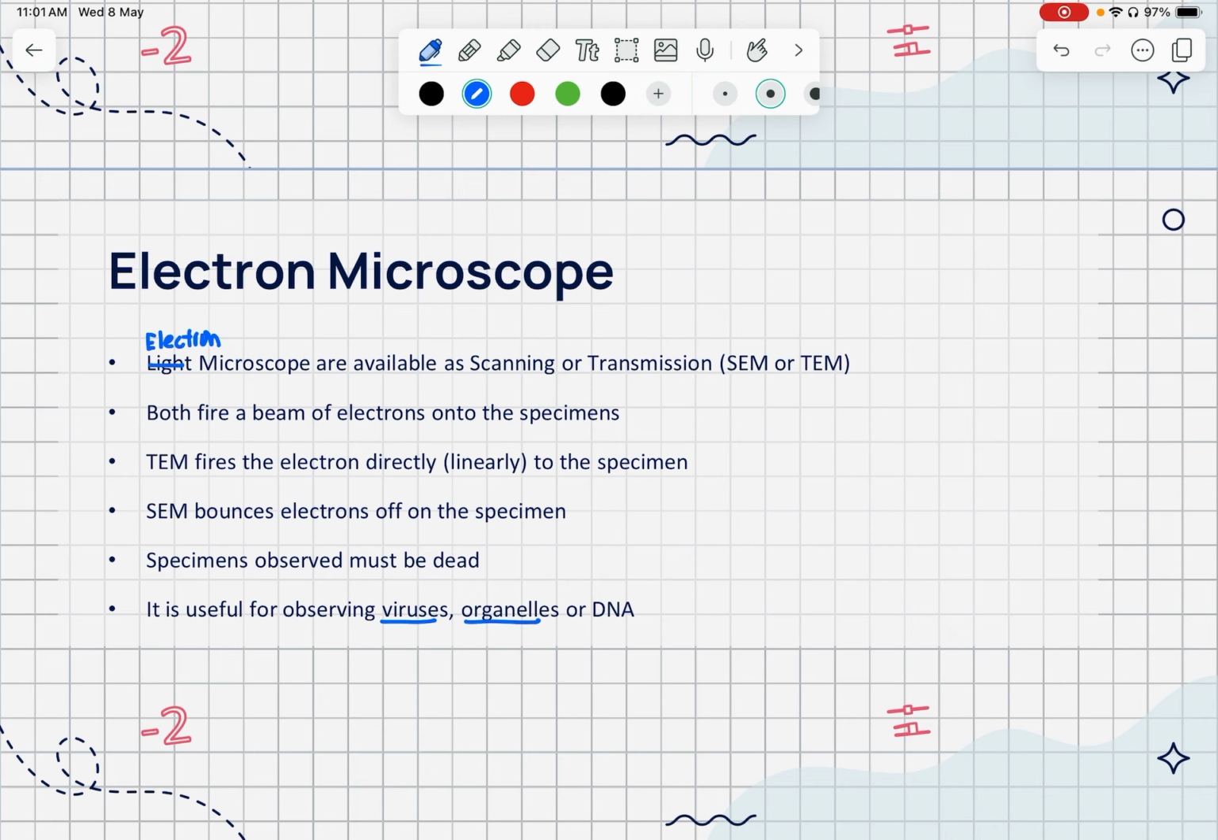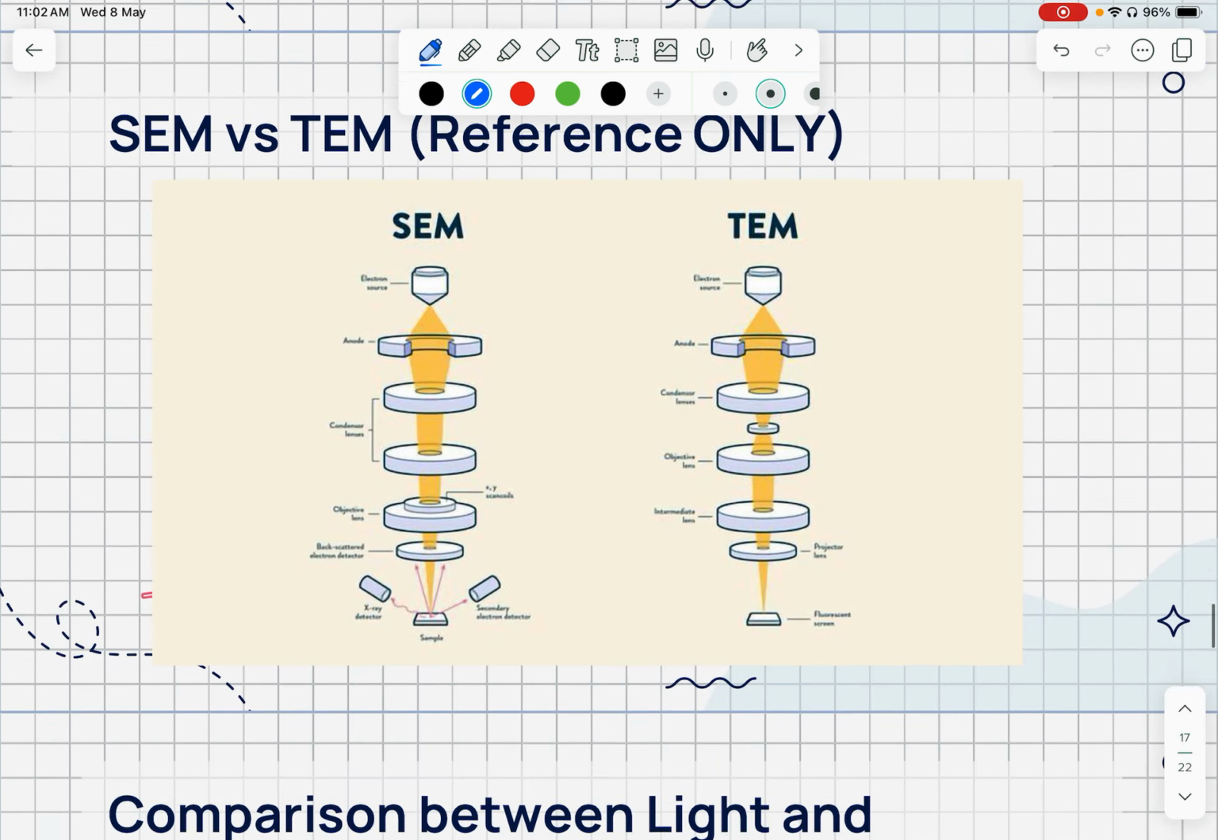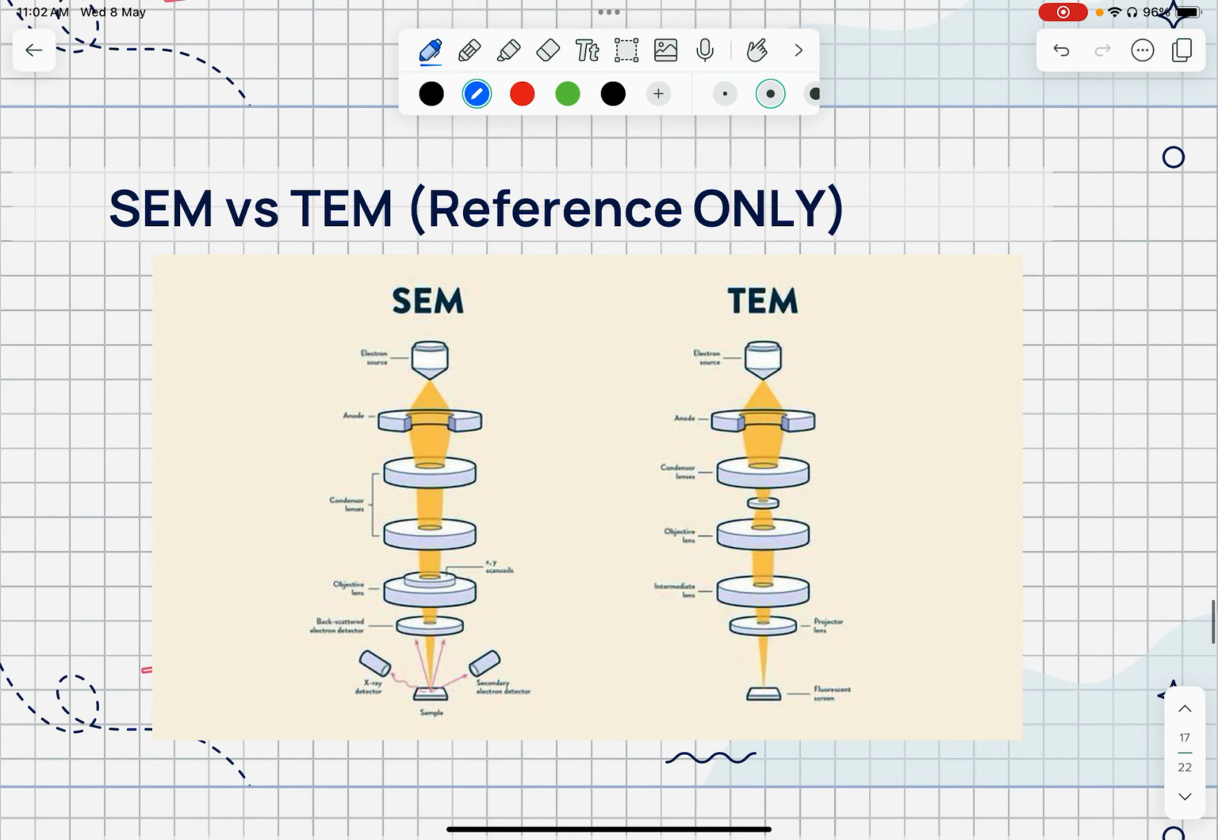We have rough and smooth endoplasmic reticulum. You need to use an electron microscope to view it. And DNA is so small, so you need to use an electron microscope. So this is the difference between SEM and TEM.